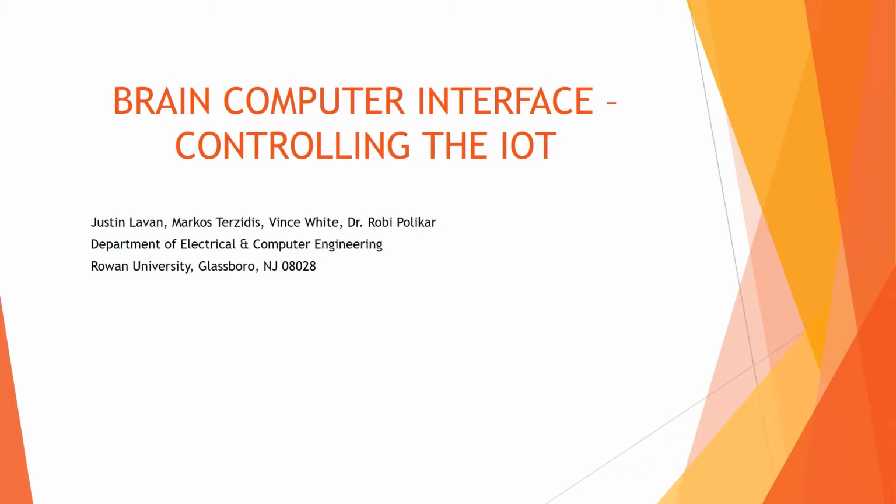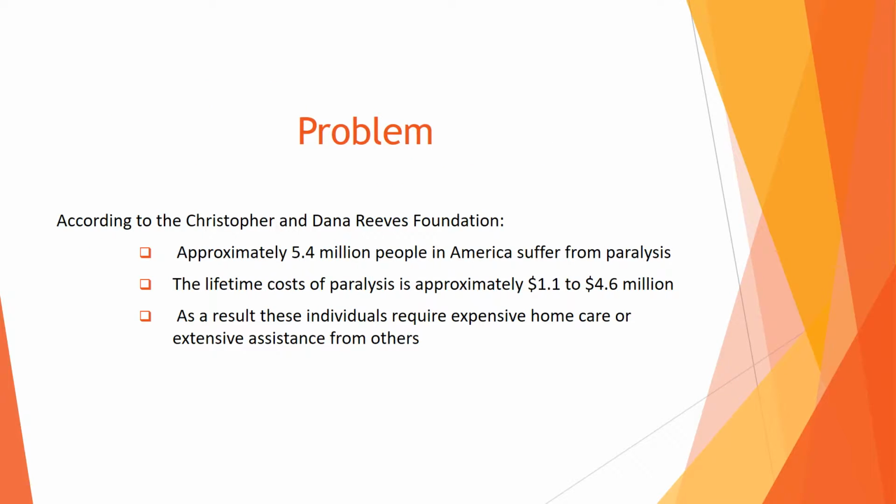Greetings, this video is for the clinic project Brain-Computer Interface Controlling the IoT. IoT refers to the interconnection of computing devices embedded in everyday objects via the internet, enabling them to send and receive data. The issue at hand was individuals that suffer from paralysis that, due to their condition, have difficulty completing simple tasks like turning on a lamp or cooking food.